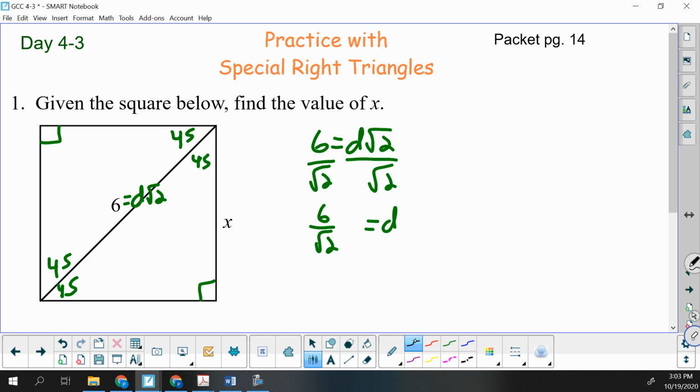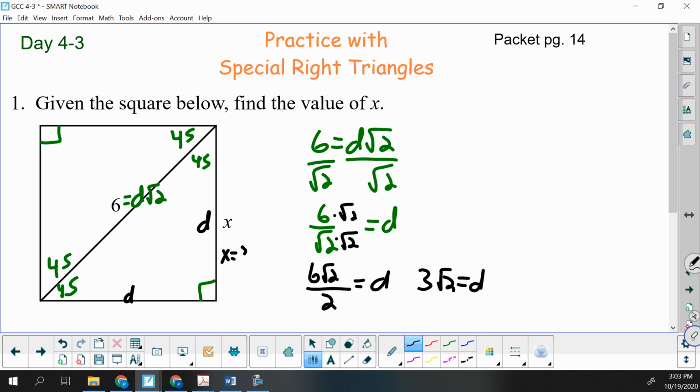We need to rationalize the denominator, meaning we don't want any square roots in the denominator. So we multiply top and bottom by square root of 2. This gives us 6 square root of 2 over 2. And then the numbers without radicals we can divide. 6 divided by 2 is 3. So 3 square root of 2 is our value of D. Well, across from the 45 is just D. So x is just whatever D was. So x is just 3 square root of 2.